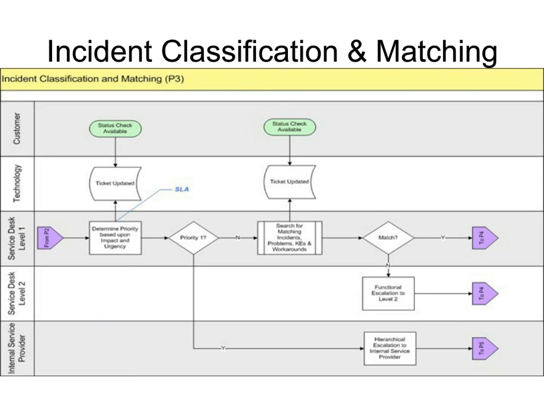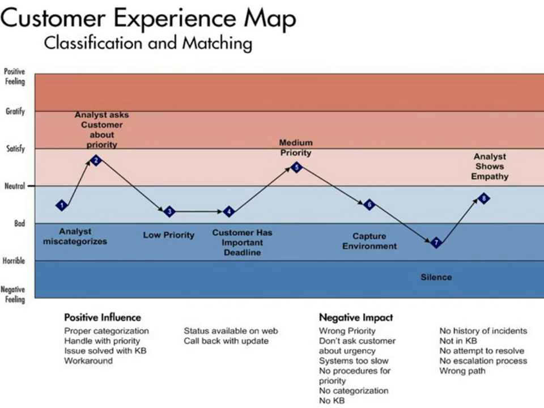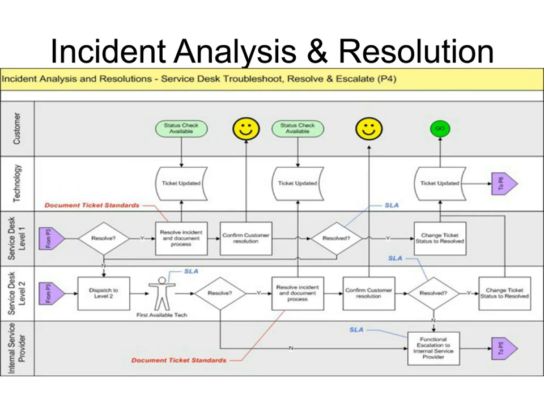The next slide shows us the classification and matching that happens in a traditional incident management process. And then the next slide shows you the customer experience map that maps to that. The next slide is where we're using level 1, level 2, maybe a support partner to help us with the analysis and resolution.